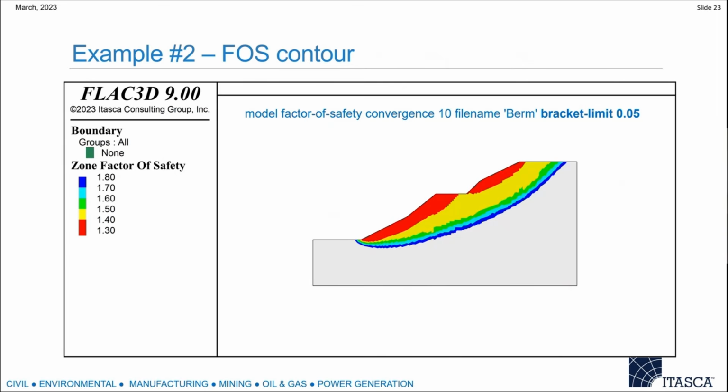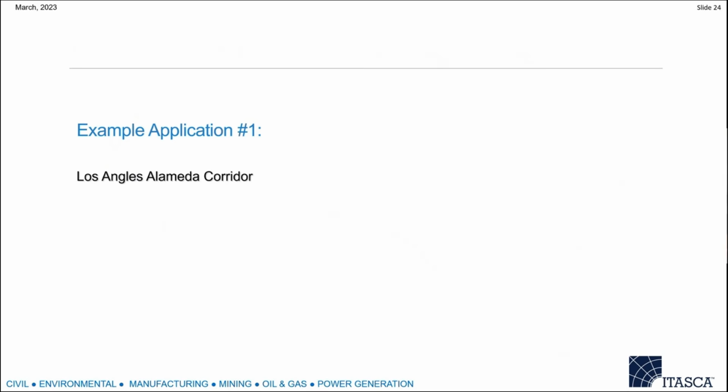And then at the end, the software can plot which part is stable and which part is unstable based on different reduction factors. So we can plot the factor of safety contour.